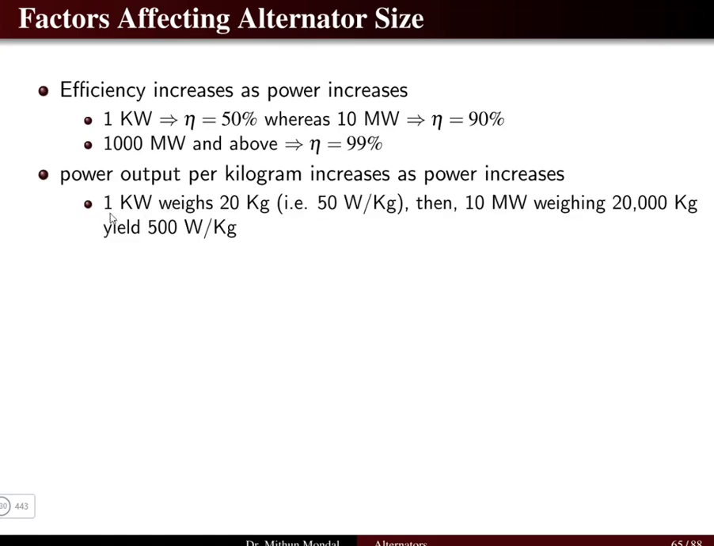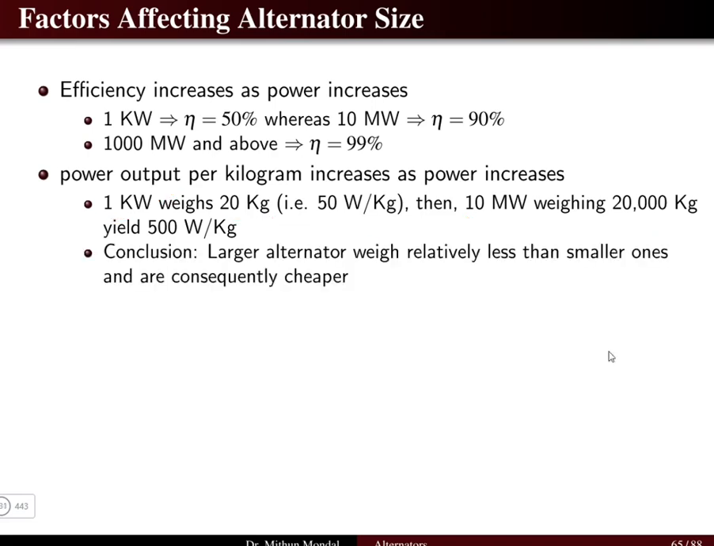If you purchase an alternator which is giving a power output of 1 kilowatt, it will weigh around 20 kg, that is 50 watt per kg. Whereas a 10 megawatt alternator would weigh 20,000 kg, which is yielding 500 watt per kg. So these relationships suggest the weight of the alternator with respect to the increase in the power.